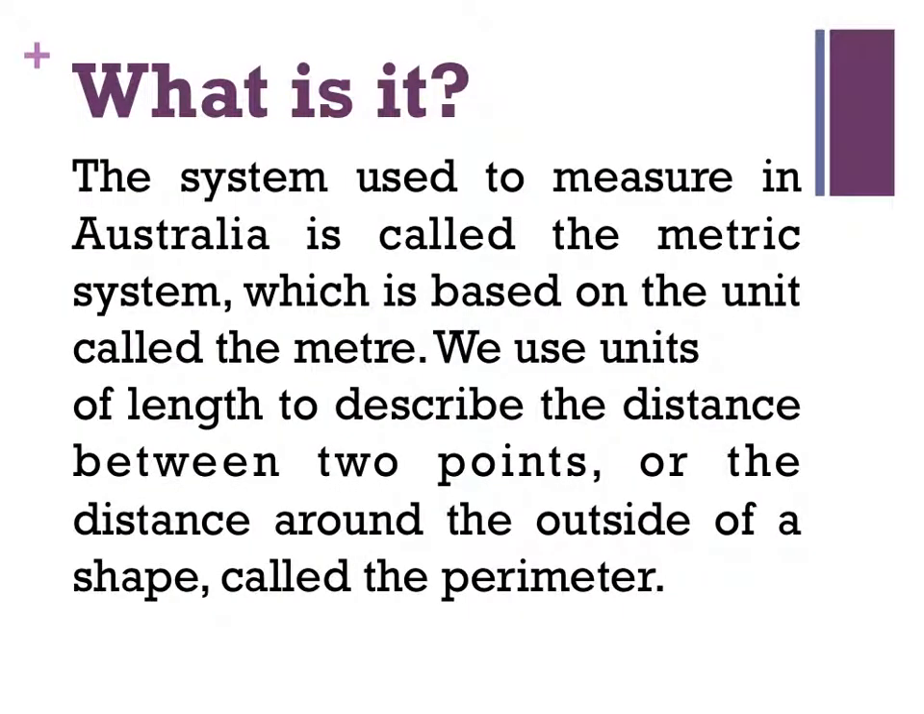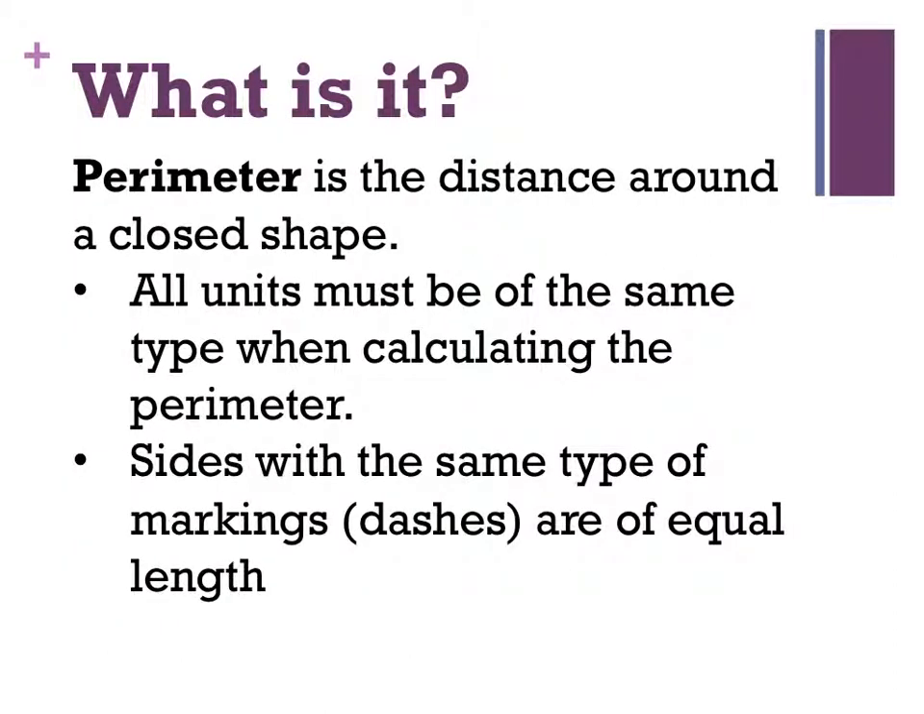Okay, the system used to measure in Australia is called the metric system, and it's based on the unit of a metre. So things like millimetre, centimetre, that's a metric system. We use units of length to describe distance between 2 points or the distance around the outside of a shape. Now, the one around the outside is probably a term that you've heard since kindergarten. It's called perimeter. Perimeter is the distance around a closed shape.